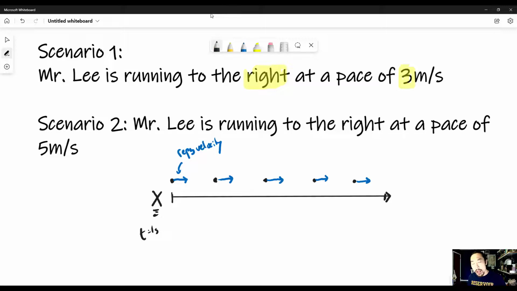If you're wondering, well, how do we know where you're at? Well, at 0 seconds, I'm here. At 1 second, I'm here. At 2 seconds, I'm here. At 3 seconds, I'm here. And at 4 seconds, I'm here.